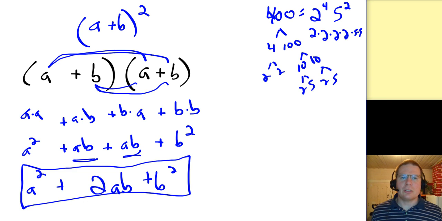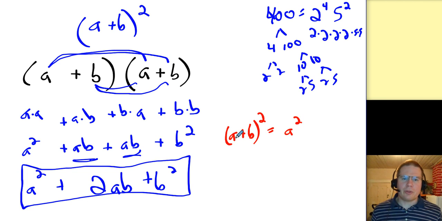So our formula is: anytime you have a binomial times itself, you're multiplying the a times a, you get a squared. You are multiplying the b times b, you're getting b squared. But you also multiply the a times b twice. So we get ab twice.